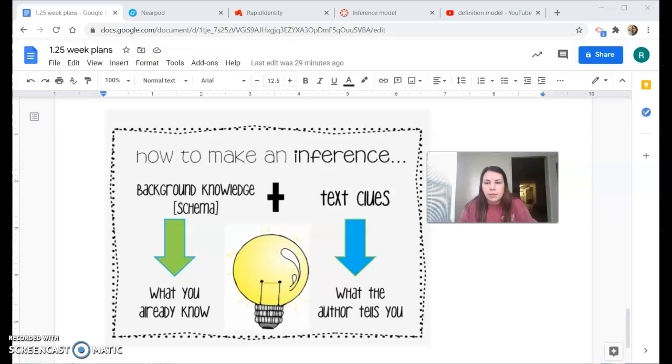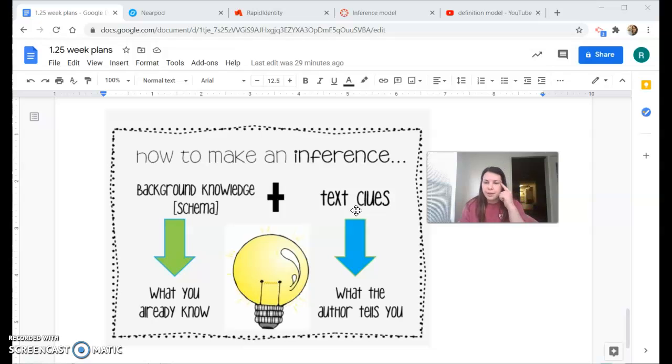Inferencing is another kind of clue we can use to figure out words that we don't know. This picture helps us understand what inferencing is. It's when we use our background knowledge, also known as a schema. Background knowledge is stuff we already know, plus text clues, so what the author is telling us. You use inferences all the time, even outside of reading.